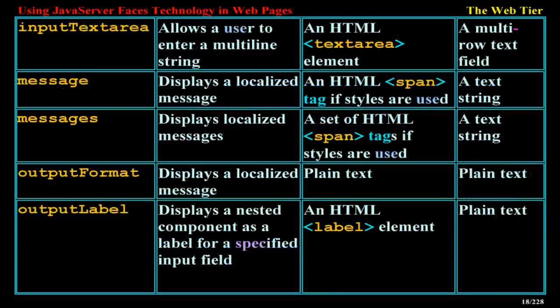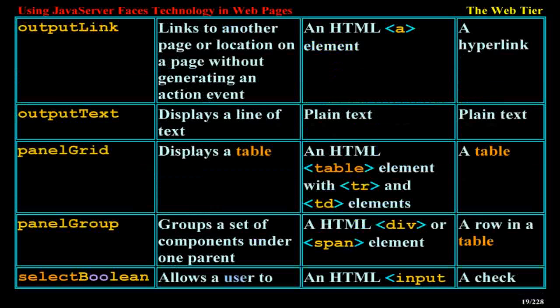Span tags, if styles are used. A text string output format displays a localized message. Plain text. Output label displays a nested component as a label for a specified input field. An HTML label element. Plain text. Output link links to another page or location on a page without generating an action event in HTML. An A element. A hyperlink. Output text displays a line of text.